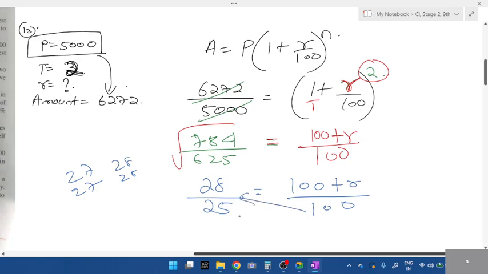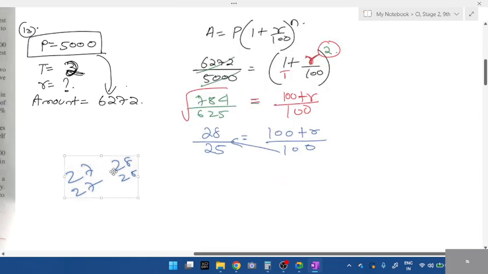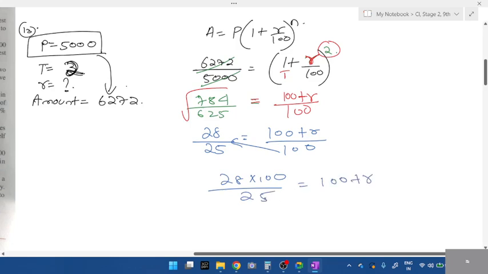Shift 100 to the other side. Done. What's the rate you all got? Yes. So mark the 13th as important, students. 13 is slightly different. 28 into 100 divided by 25. 25 goes how many times in 100? You can use the 5 times table or you can directly reduce it.